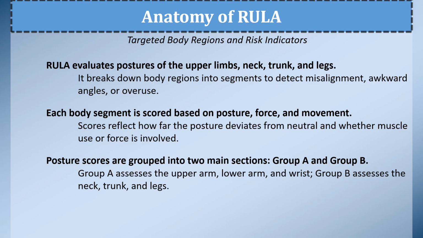Posture scores are grouped into two main sections, Group A and Group B. ROLA simplifies the evaluation by grouping body parts. Group A covers the arm mechanics and Group B looks at the core and lower body. Each group is scored separately, then combined into a final score that indicates the risk level and need for action.